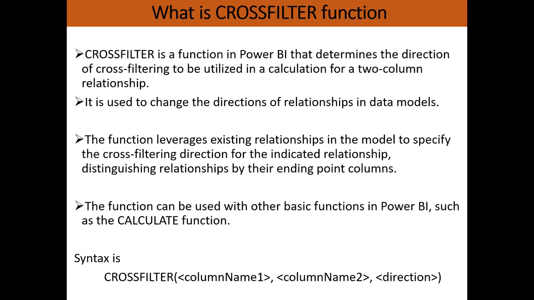The function leverages an existing relationship in the model to specify the cross-filter direction for the indicated relationship, distinguishing the relationship by its ending point columns. This function can be used with other basic functions in Power BI, such as the CALCULATE function. Its syntax is CROSSFILTER, column name 1, column name 2, direction. Basically, the column names indicate the join column between the two tables. So we'll see this in more detail.